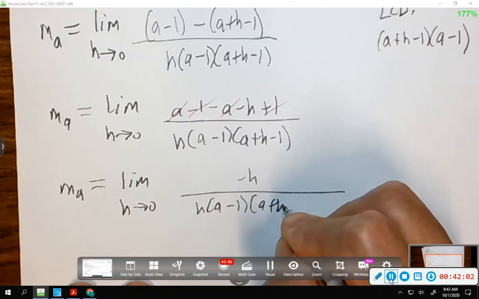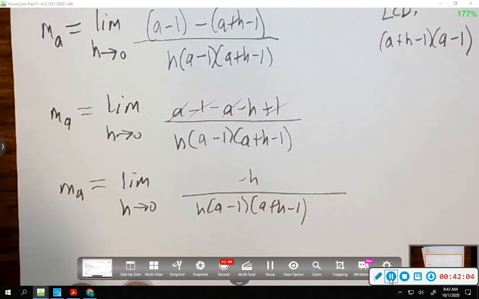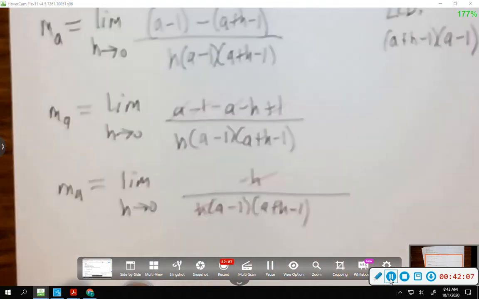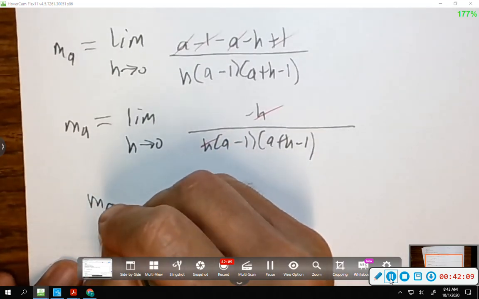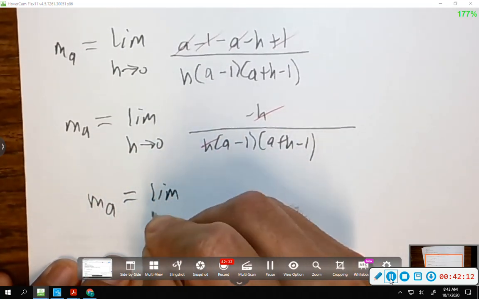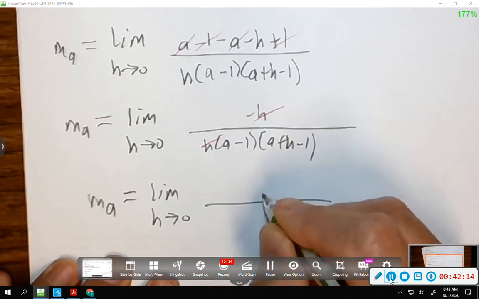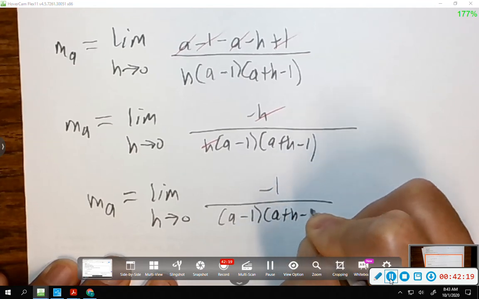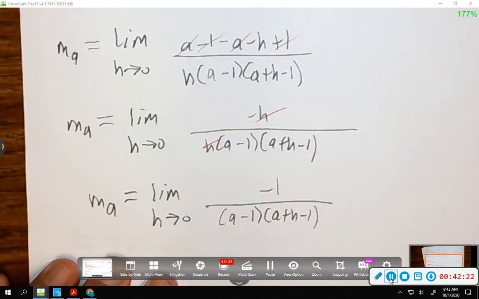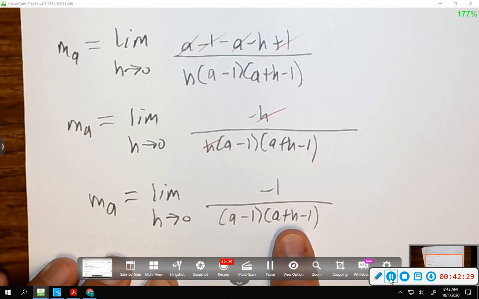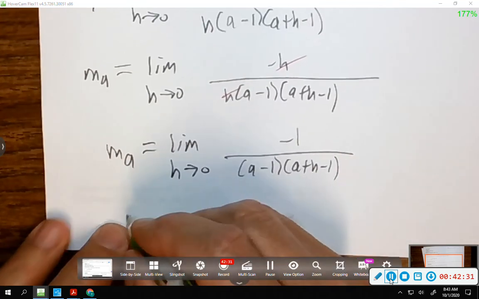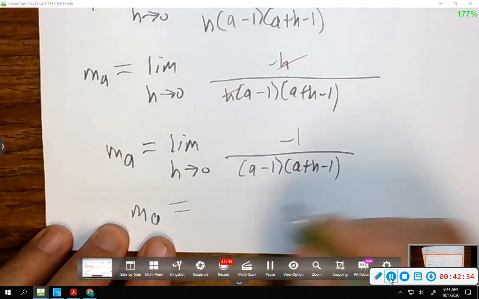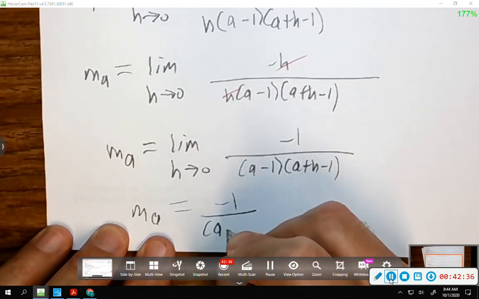Look at that. Cancel the factor of h. Never cancel terms and factors in the same step. So it's negative 1 on top, a minus 1 times a plus h minus 1. Now I'm ready to actually take the limit by plugging in 0 for h. I get a negative 1 on top and a minus 1 times a minus 1. A minus 1 times a minus 1 is a minus 1 squared.